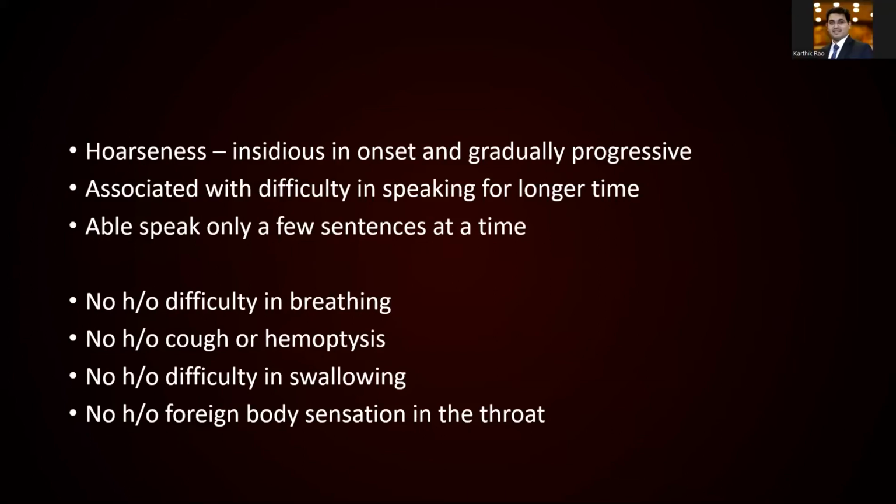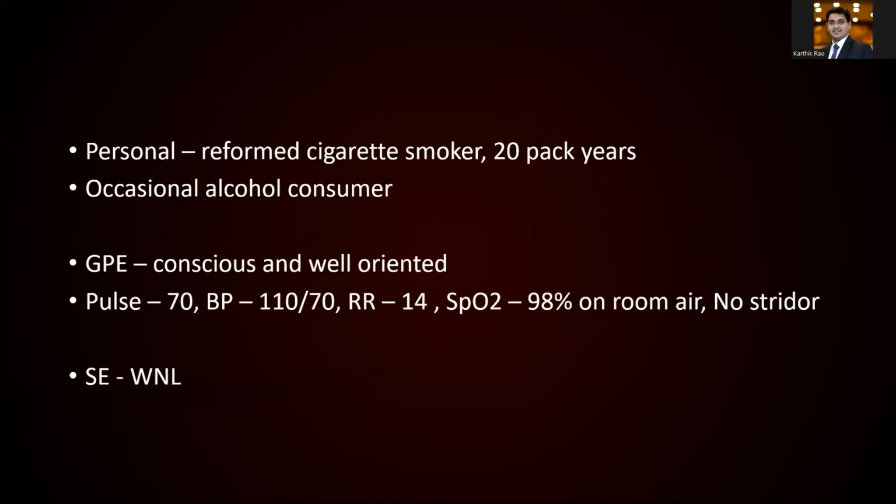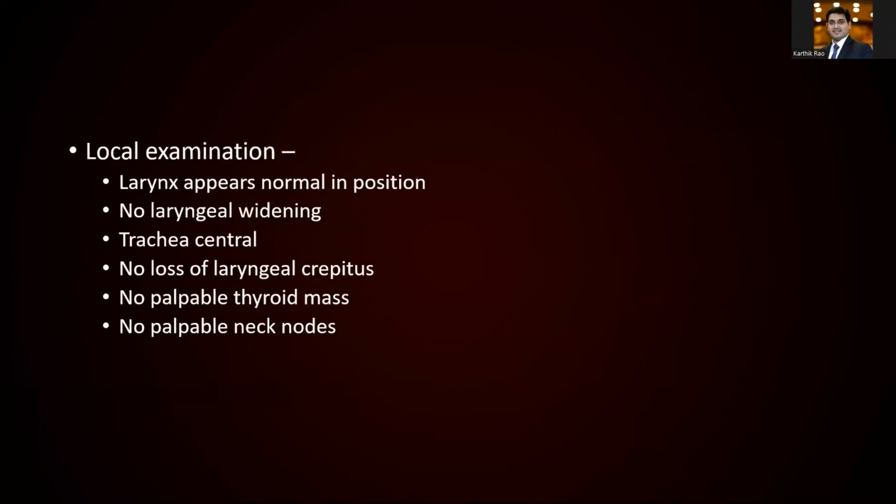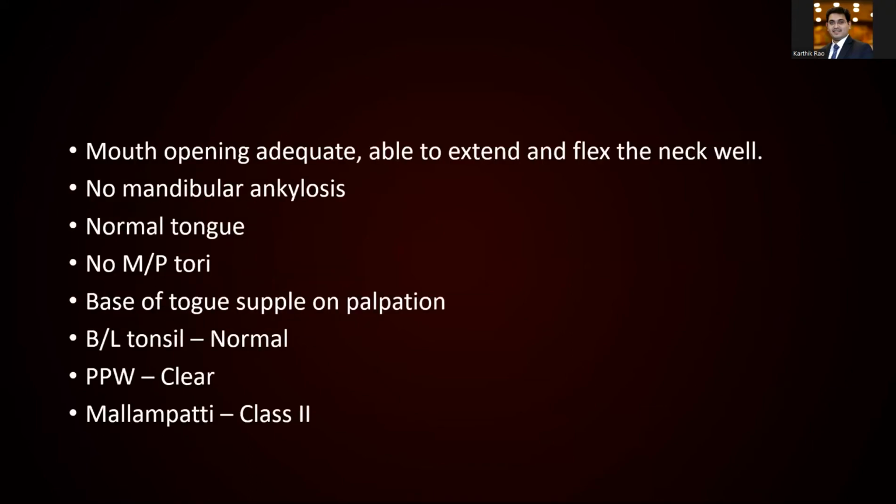Yes, sir. Sure, sir. For the physical examination, what local examination have you done? Continuing on to the local examination, the patient's larynx appears to be in normal position, no laryngeal widening, trachea appears central, there is no loss of laryngeal crepitus, no palpable thyroid mass, no palpable neck nodes. His mouth opening is adequate, and he is able to extend as well as flex the neck well. He is able to open his mouth well, with no deviation of the mandible. The patient has a normal tongue, with no mandibular or palatine tori.